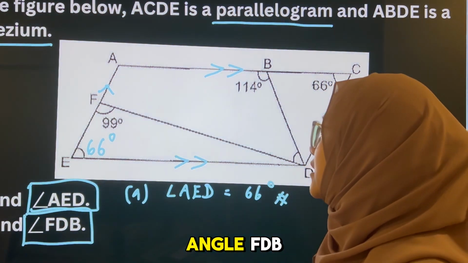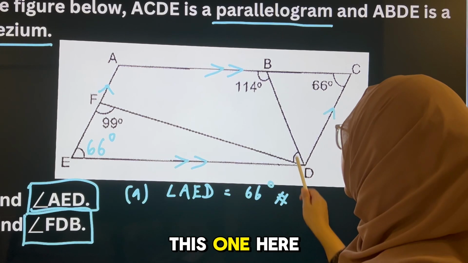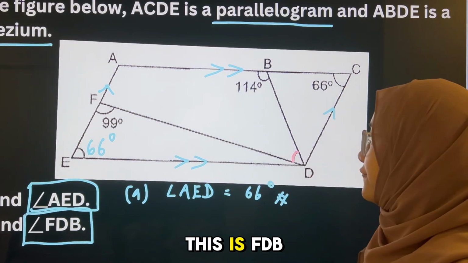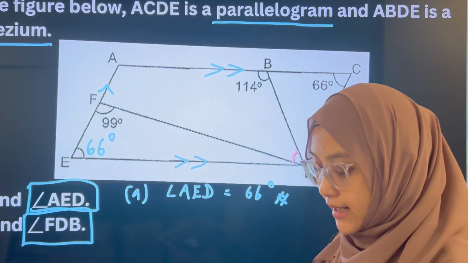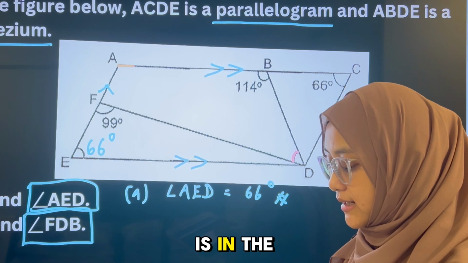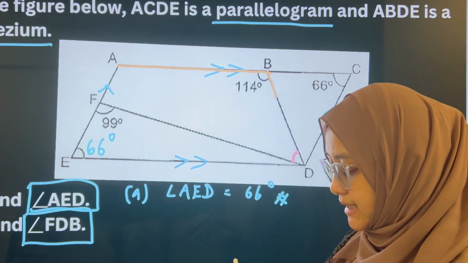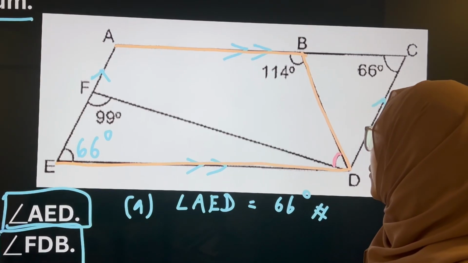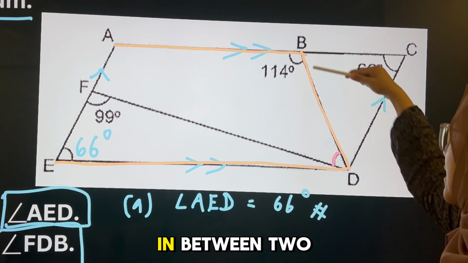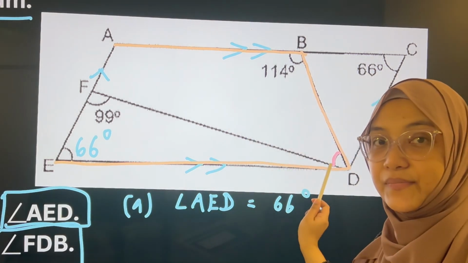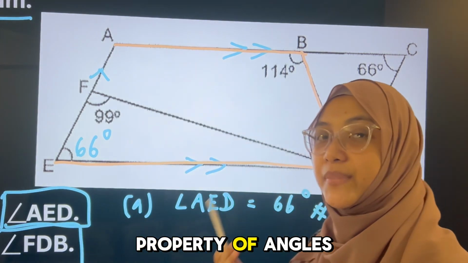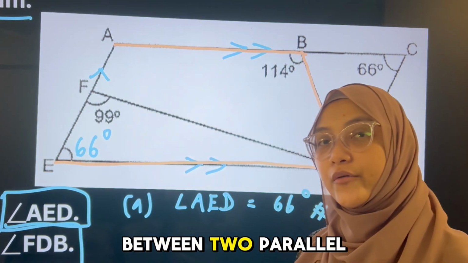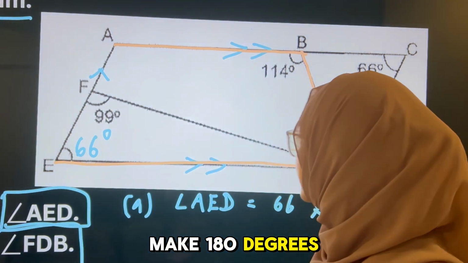Part B, find angle FDB. Angle FDB is this one here, which I'm going to outline in pink. This is angle FDB. Angle FDB is in the trapezium ABDE. What do we see here? We see angles in between 2 parallel lines. What is the property of angles between 2 parallel lines? That is, the sum of angles between 2 parallel lines make 180 degrees.